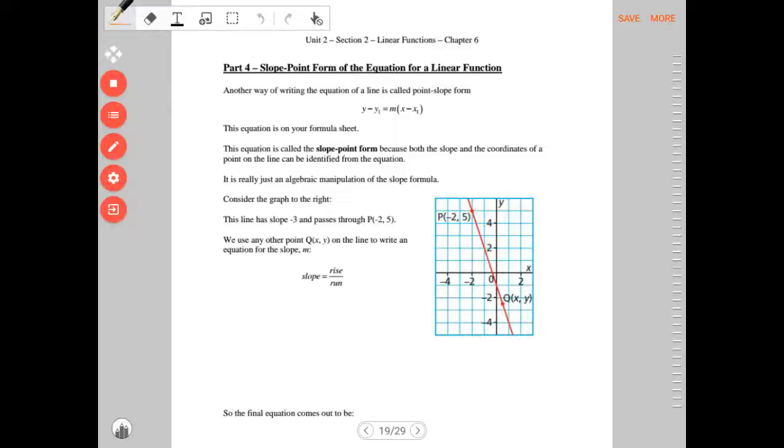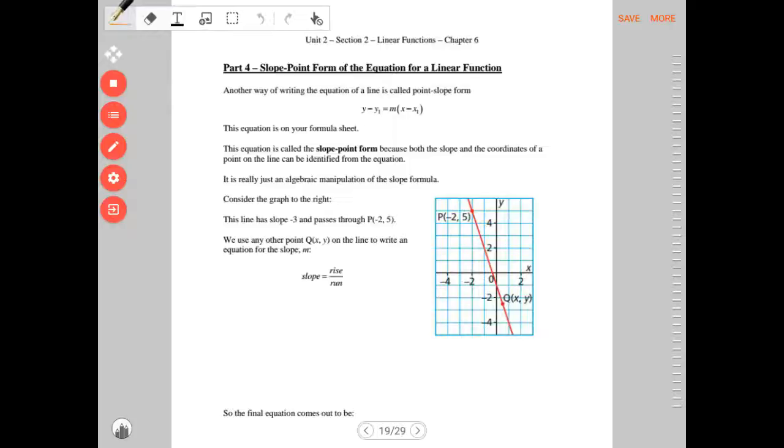This equation is called slope point form because both the slope and the coordinates of a single point on the line can be identified from this equation. It's really just an algebraic manipulation of the slope formula. So let's develop this.